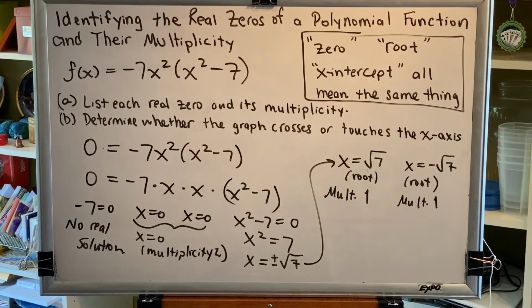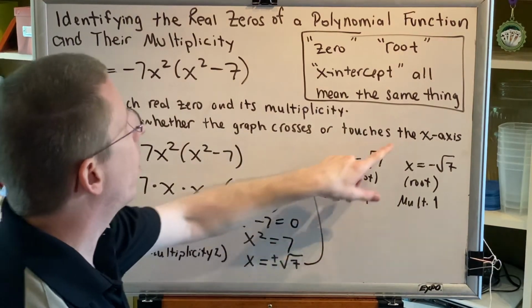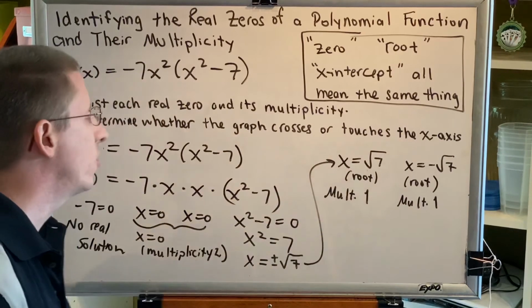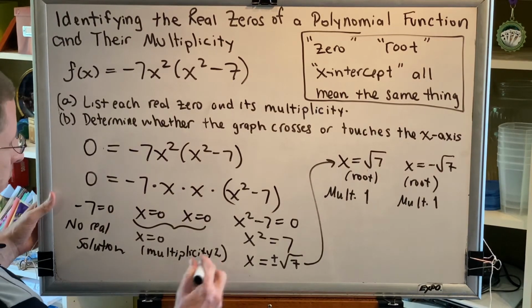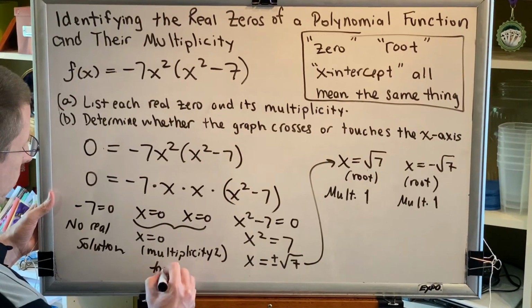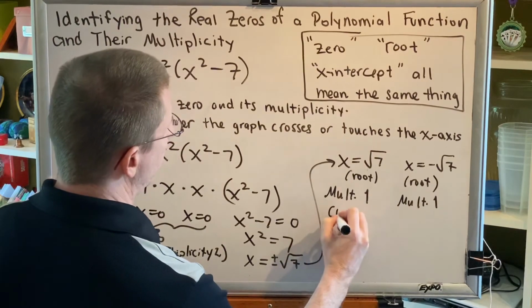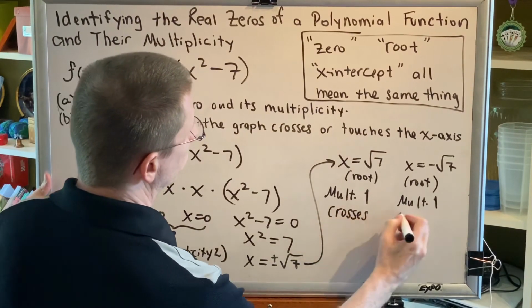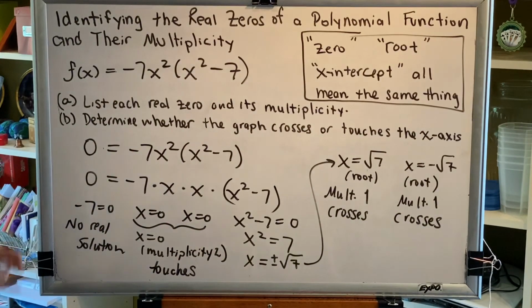Okay, so we've now determined each real zero and its multiplicity. 0 has a multiplicity of 2, positive root 7 has a multiplicity of 1, and negative root 7 has a multiplicity of 1. At each one, we're now going to identify whether it crosses or touches the x-axis. Remember, even touches, odd crosses. So an even multiplicity touches. An odd multiplicity crosses. And that is the end of this problem.